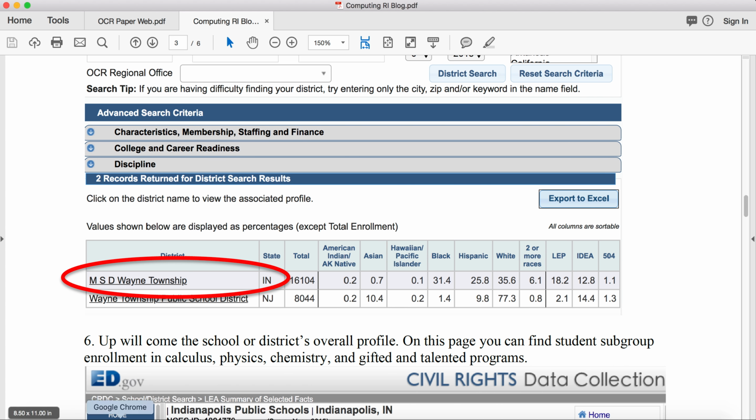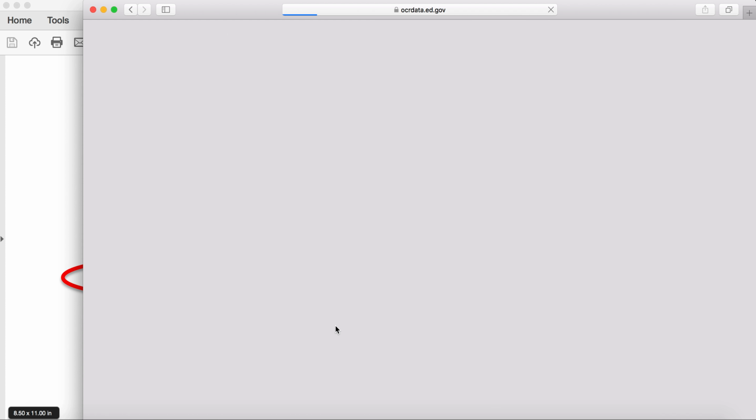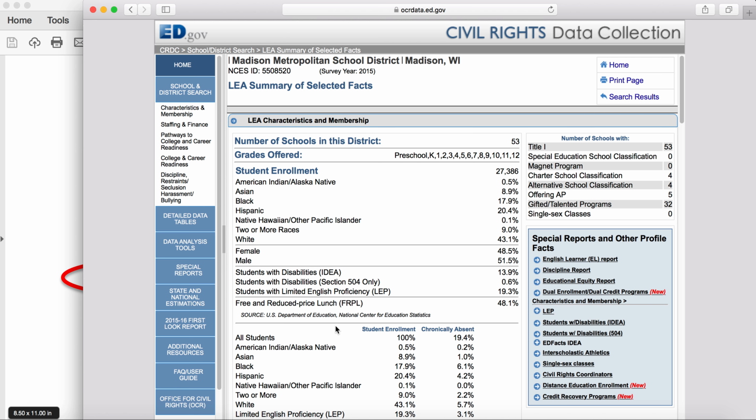In this case, I searched for Wayne Township, different school, it doesn't matter. So here I got my Madison School District. I'm going to click on there, and up will pop the entire overview page for the school district. Again, this is available for any school district in the country. It's also available for any school in the country. So look up your kid's school, where you work, doesn't matter.